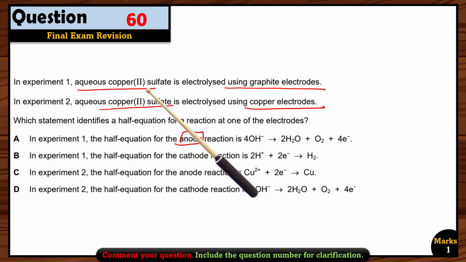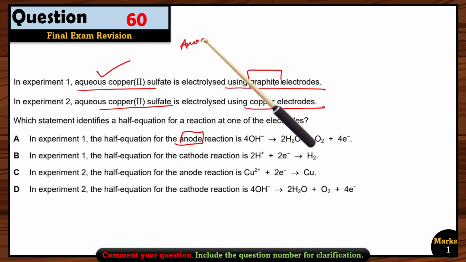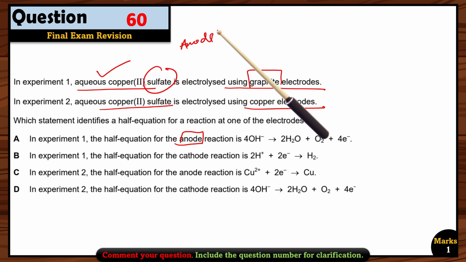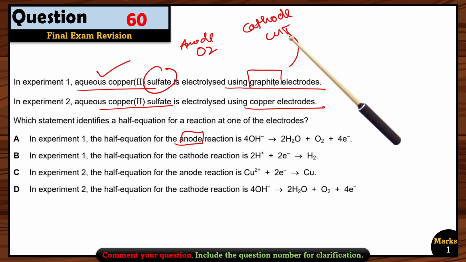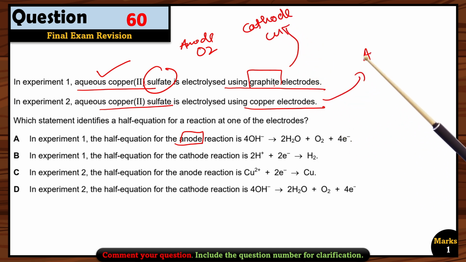First of all, let's see what is happening in experiment 1. It's aqueous copper sulfate and we are using graphite electrodes. So what are we going to get at the anode? Of course, not sulfate ions. We are going to get oxygen. At the cathode, we are going to get copper, right? For the cathode, of course, it will be the same. We will get the copper metal. Copper ions will move towards the cathode and change into copper metal, right?